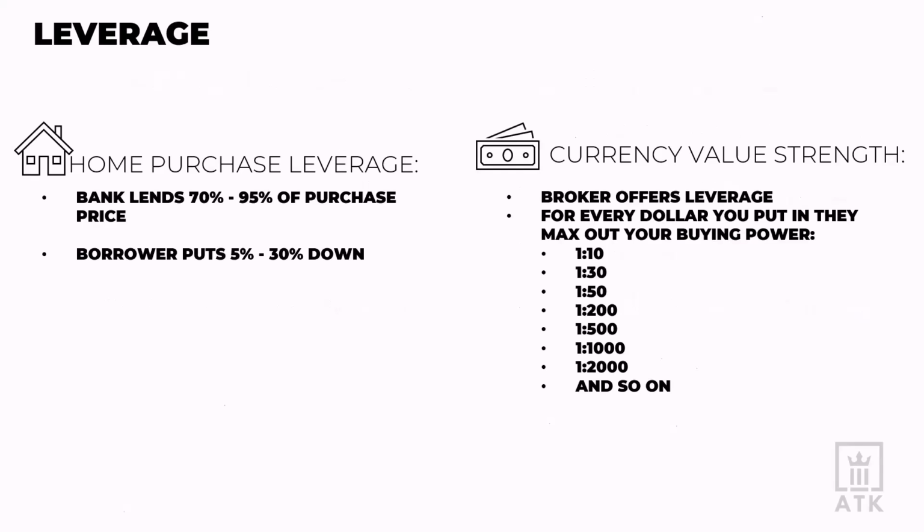So here's the thing with leverage. If you go to the bank to buy a house, they're going to lend you 70%, 95% of the loan, depending on the program, and then you have a down payment. You may put down 20%, you may put down 10%, but you're leveraging that to get a greater amount. Currency leverage from the broker acts in the same way that it does with houses.